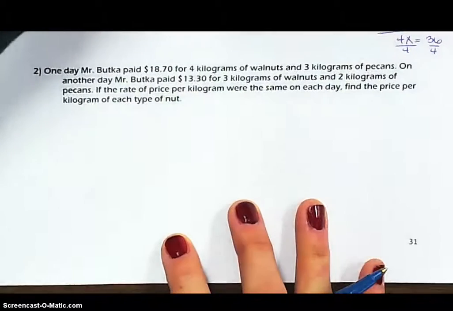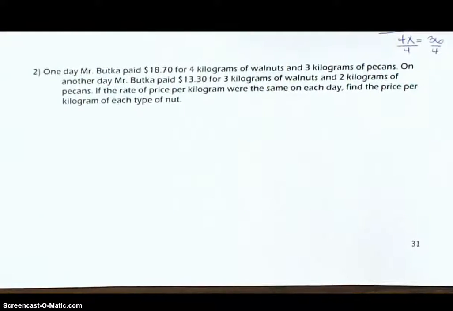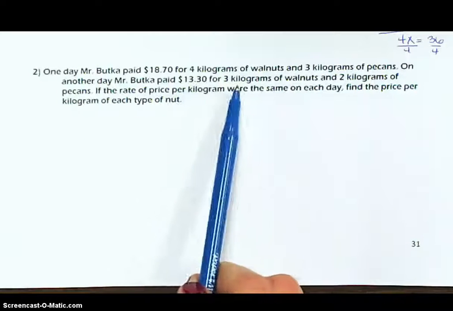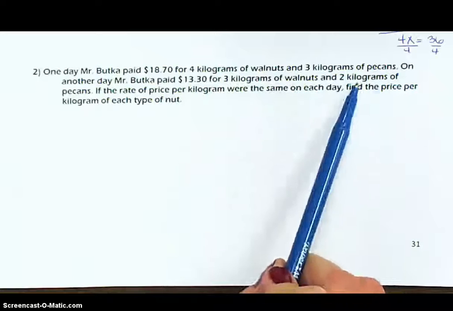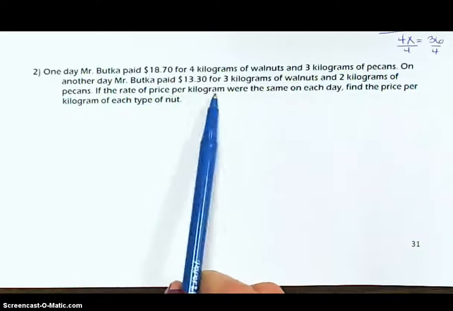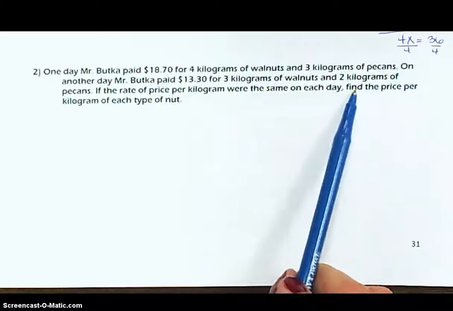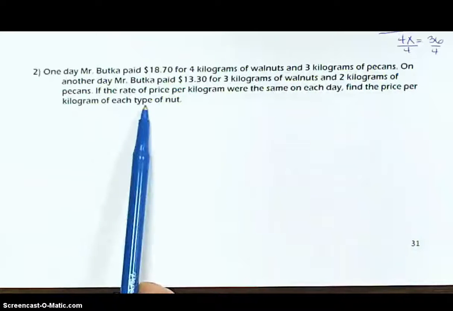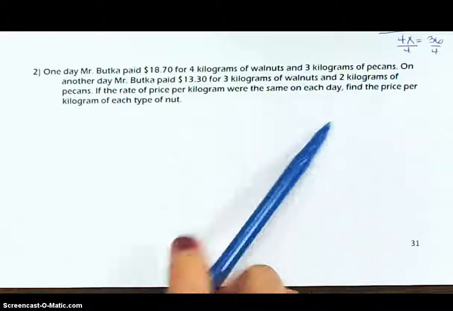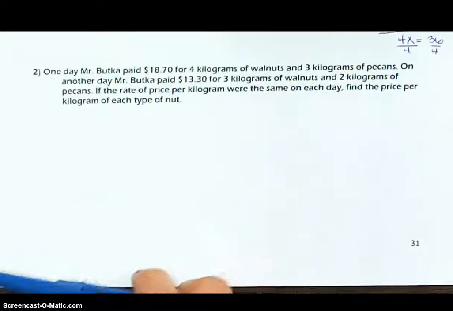So one day, Mr. Bucka paid $18.70 for 4 kilograms of walnuts and 3 kilograms of pecans. On another day, Mr. Bucka paid $13.30 for 3 kilograms of walnuts and 2 kilograms of pecans. If the rate of price per kilogram were the same on each day, find the price per kilogram of each type of nut.